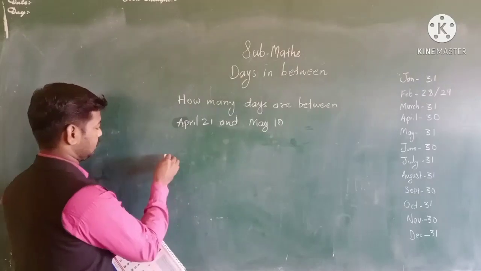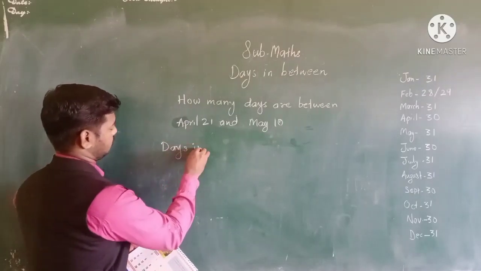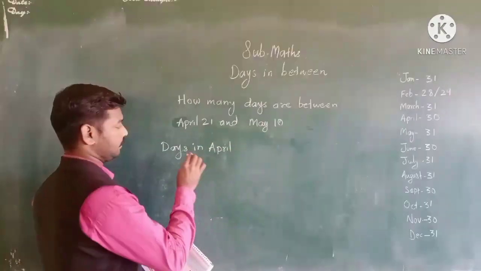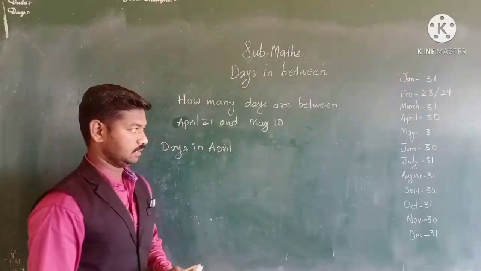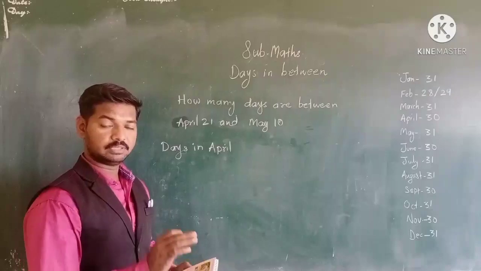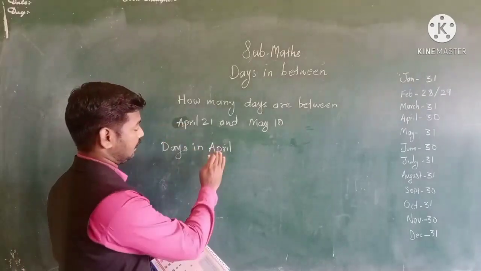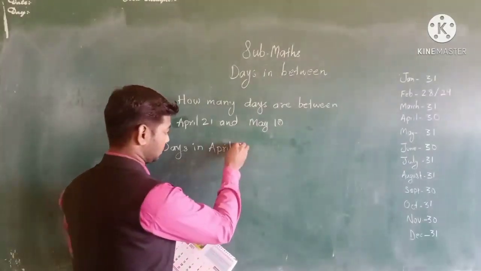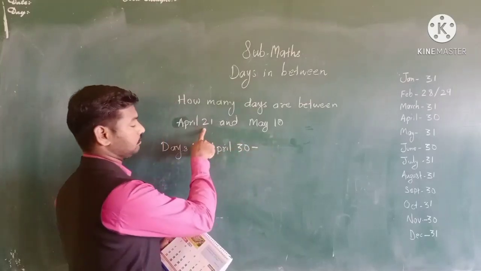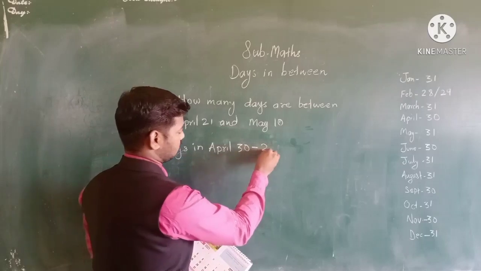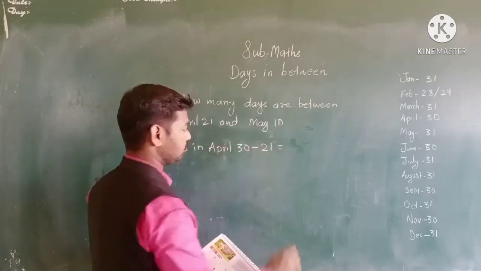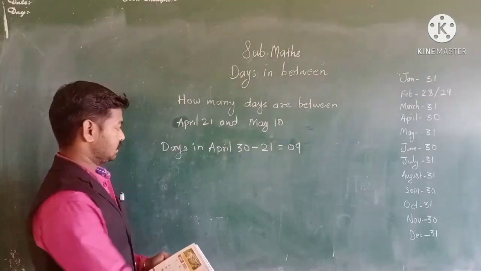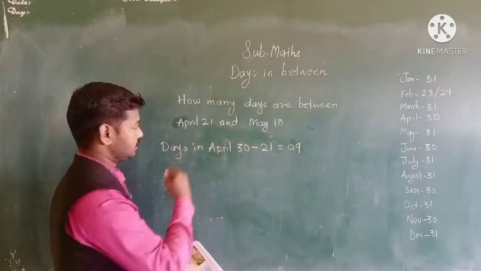So first we will write days in April. First, whatever date is given here, we have to find out the total number of days in that given month. So in April, how many days are there? There are 30 days. So from that total number of days, we have to minus the given date. So 30 minus 21 will be 9.